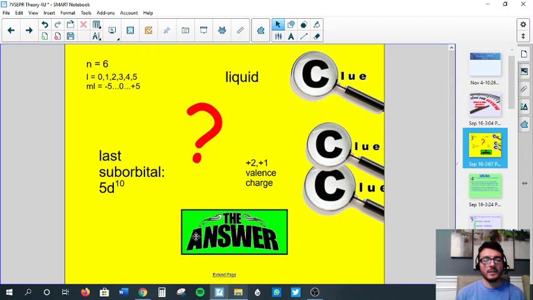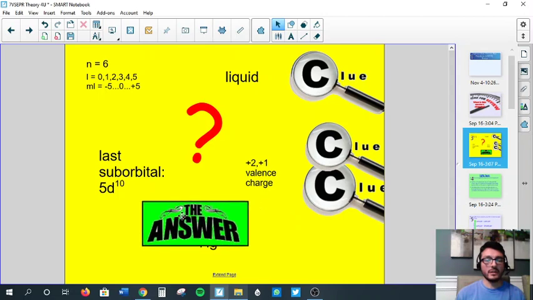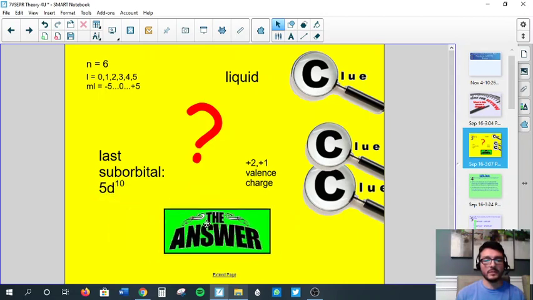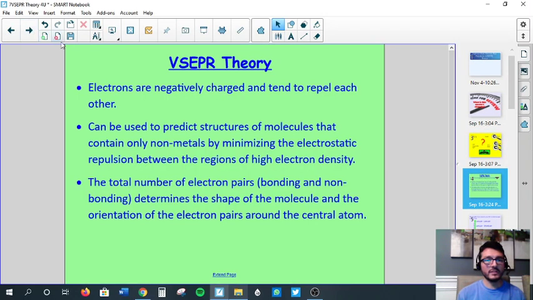If you're thinking about the answer, you can pause and try to figure it out. This is a pretty good review of quantum numbers and trying to figure out what element this might be. I think these last two, liquid and last suborbital, really helped to figure out the answer, and it is mercury. There you go, Hg. Okay, so let's continue with VSEPR.